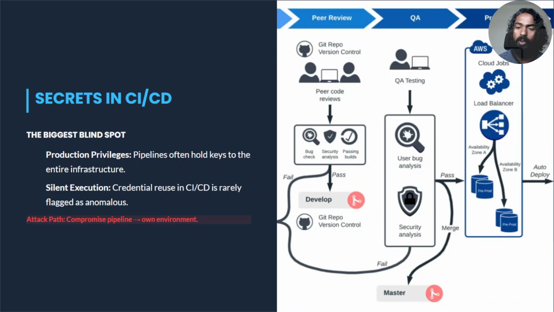Now, let's talk a bit about CI/CD. CI/CD pipelines are one of the biggest blind spots. Pipelines often hold production level permissions because they need it. If an attacker compromises the pipeline, they inherit deployment authority. At that point, security tools inside the environment may not even recognize the malicious activity because the attacker completely looks legitimate. So we need to protect secrets in CI/CD as well.